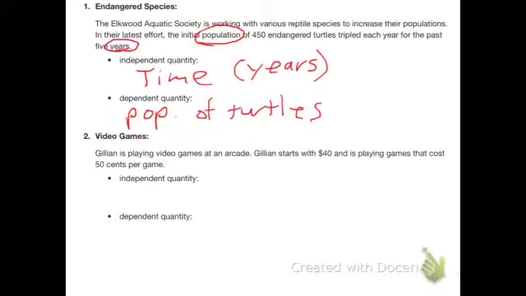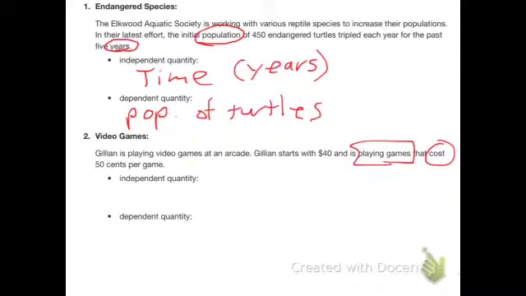Number 2. Gillian is playing video games at an arcade, which is kind of an old school way of doing video games, but okay. Gillian starts with $40 and is playing games that cost 50 cents per game. So this $40 and the 50 cents are constants, okay? He started with $40. That's not going to change. The 50 cents per game, also not changing. Think about what quantities are changing. How many games he's playing, that is changing. How many he's played, and then the total cost.